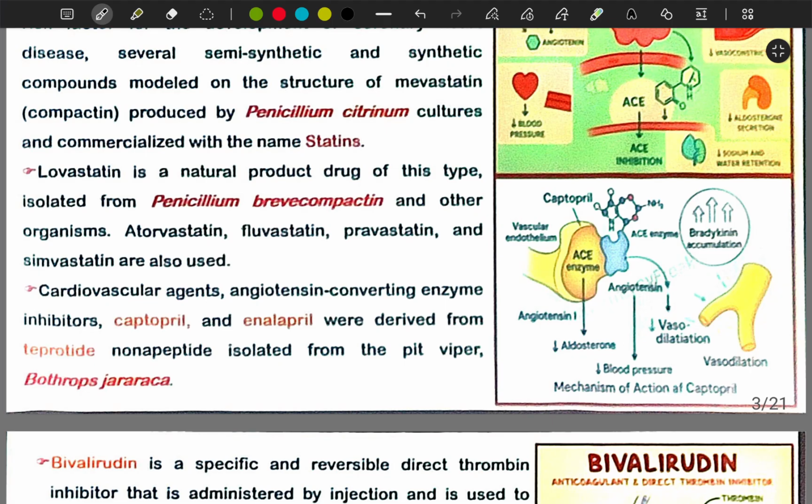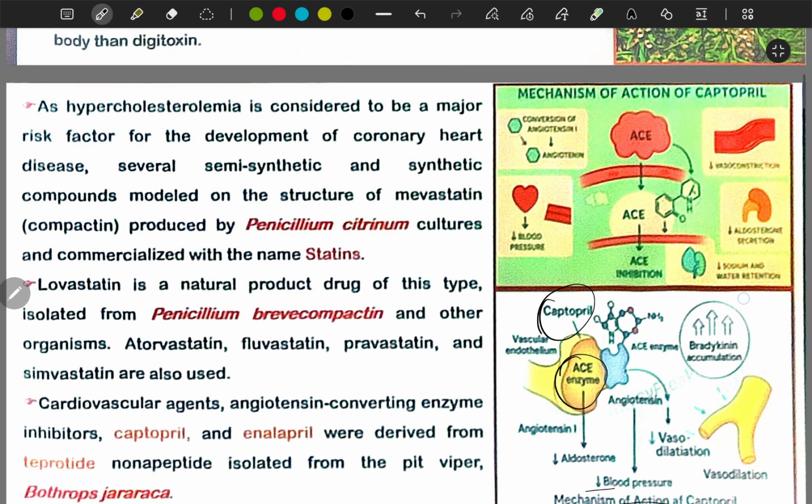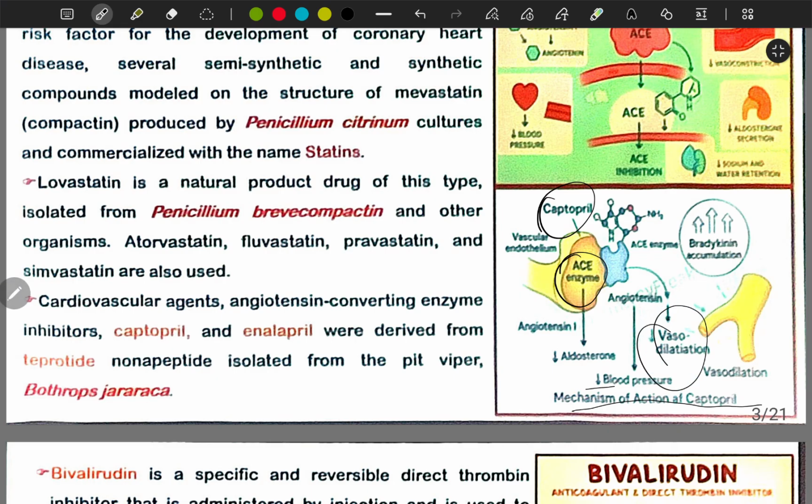Cardiovascular agents, angiotensin converting enzyme inhibitors captopril and enalapril were derived from teprotide, a nonapeptide isolated from the viper Bothrops jararaca. Wow. So captopril is an ACE enzyme inhibitor: it decreases angiotensin 1, decreases aldosterone, and lowers blood pressure. This is the mechanism of action of captopril. Decreases vasoconstriction, increases bradykinin accumulation. Wow.